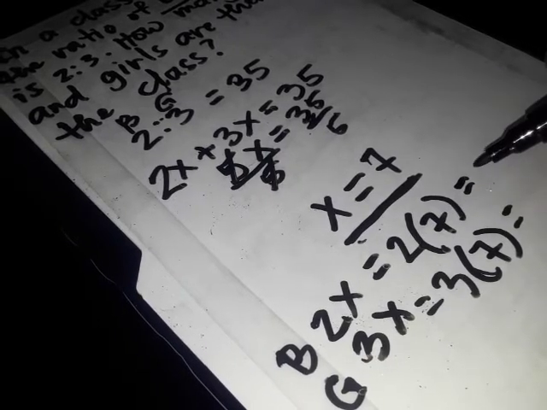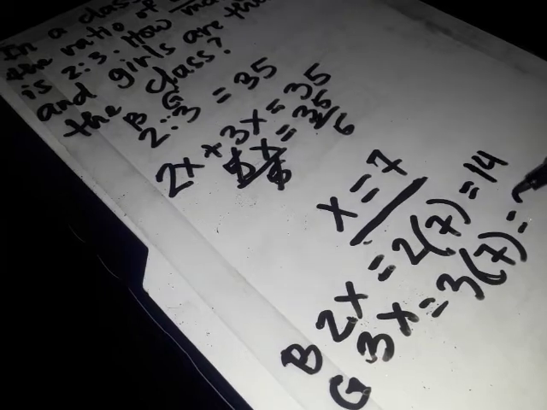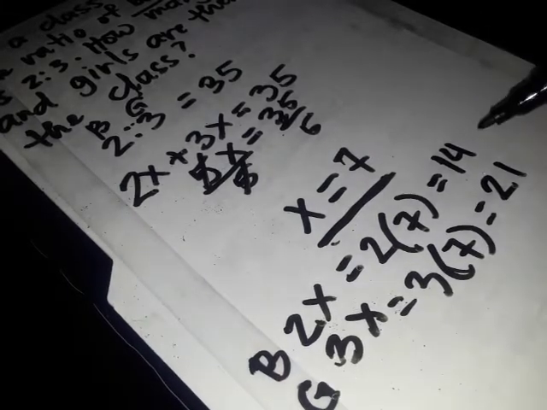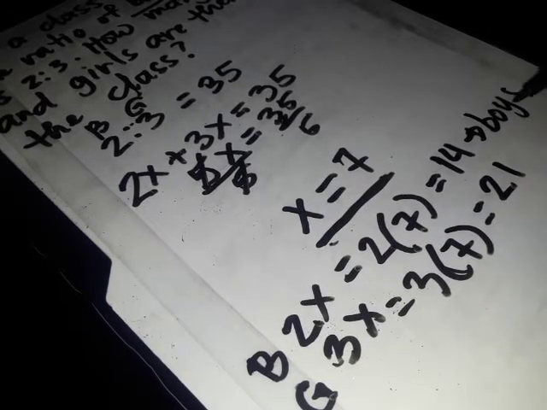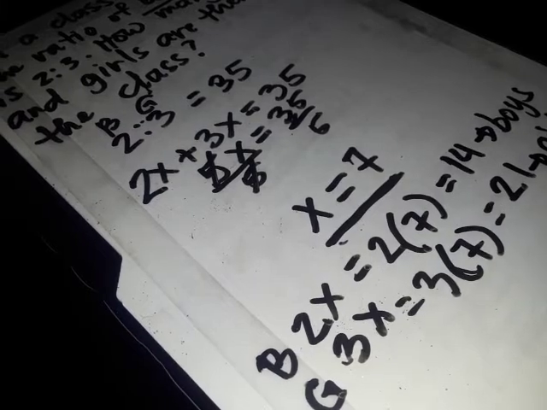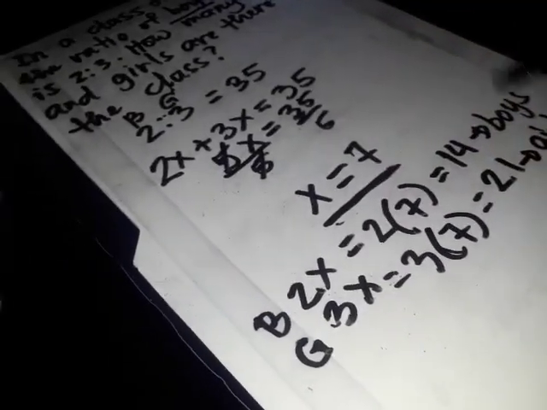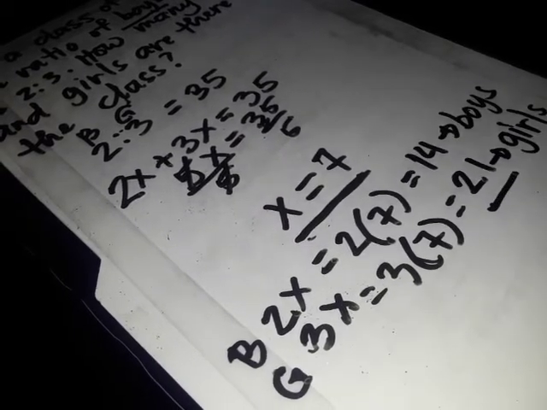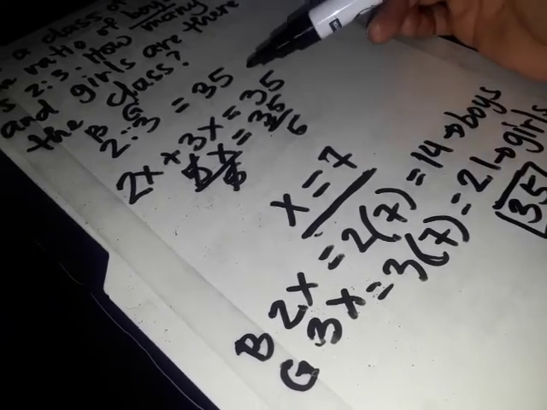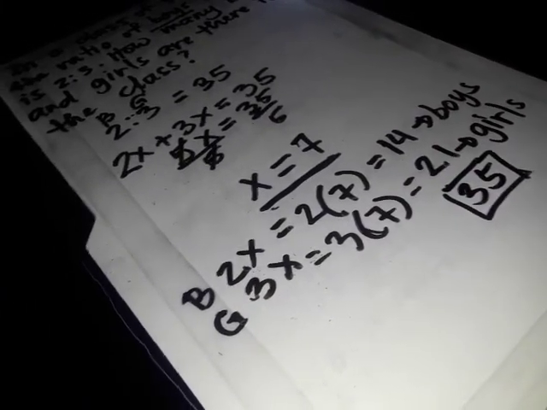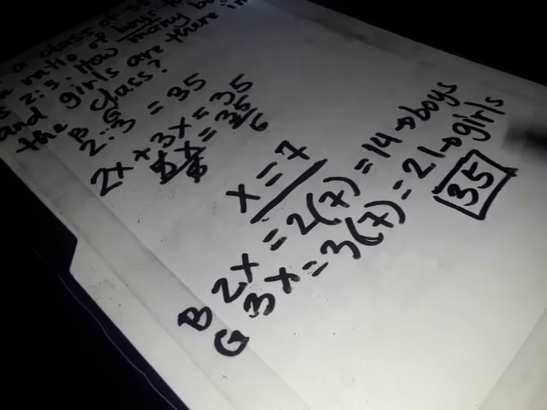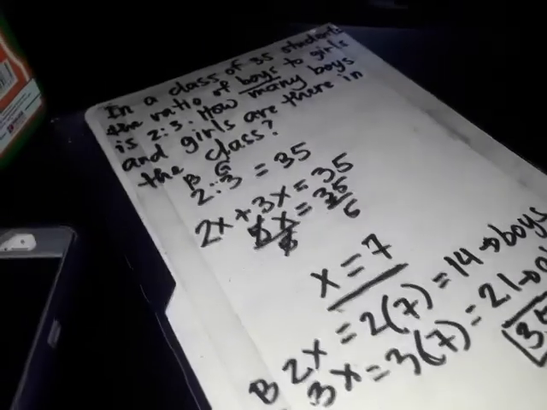Okay? So, 7 times 2 is 14. 7 times 3 is 21. Okay? So, ibig sabihin na ang number of boys ay 14 sa isang klase at 21 naman ang number of girls sa classroom. Okay? So, paano natin i-check kung tamang ating sagot? I-add lang natin 4 plus 1, 5. 2 plus 1, 3. Which is 35. Okay. So, ganyan lang po siya. Ito ay partitive proportion.